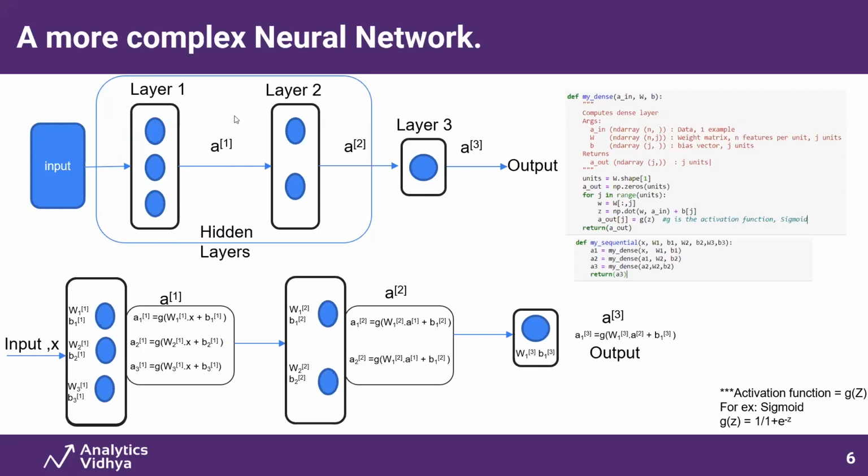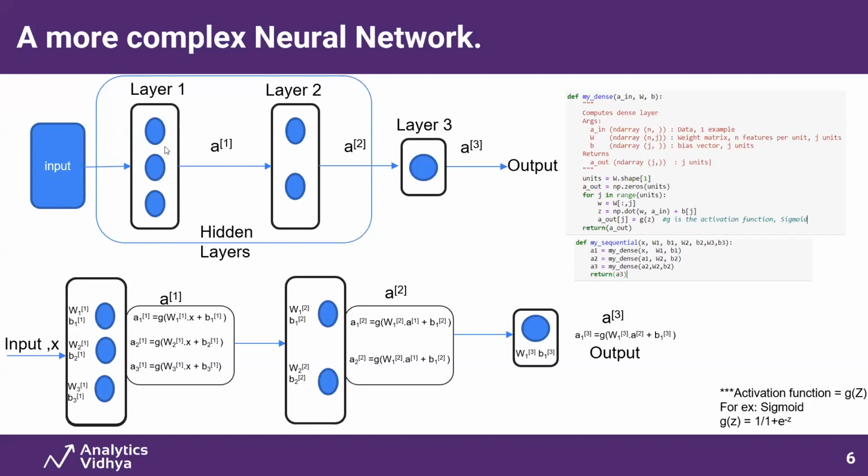The output of layer one then goes as an input to layer two. Similarly, the output of layer two goes as an input to layer three, right? A sequential model, you all understood, right? So we can now see how this is sequential in nature. The output of the previous layer acts as the input of the next layer, right?